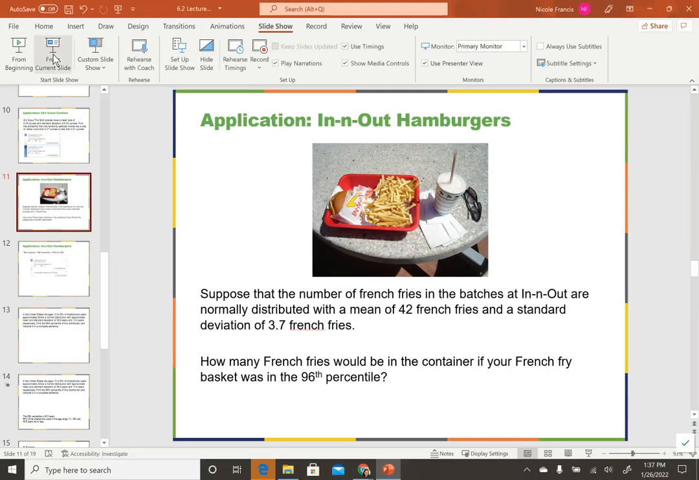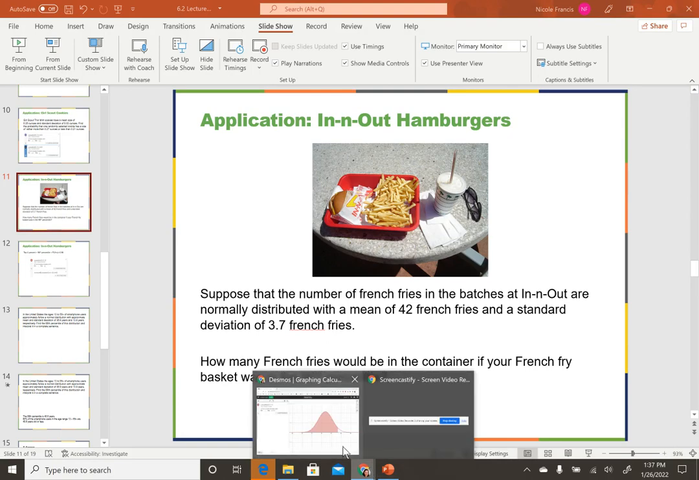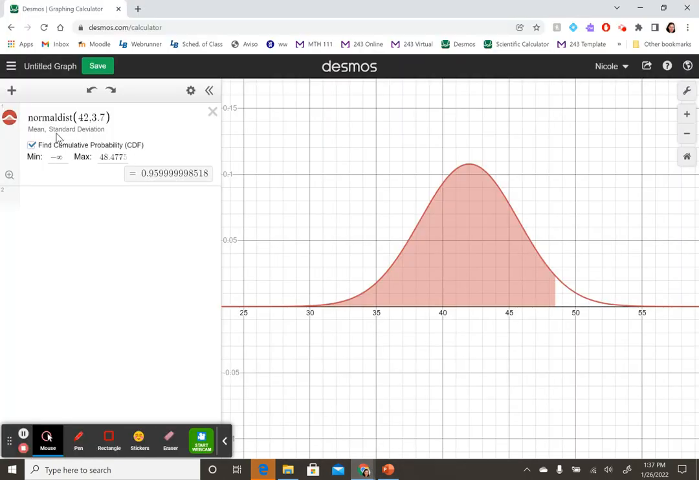Let's use Desmos. So let's open that up again. And here it is, normally distributed with a mean of 42 and a standard deviation of 3.7. One thing we could do is just guess. Let's guess 45 French fries. The probability of having 45 French fries in your basket or fewer is 0.79, so it's like the 80th percentile would be 45 French fries.